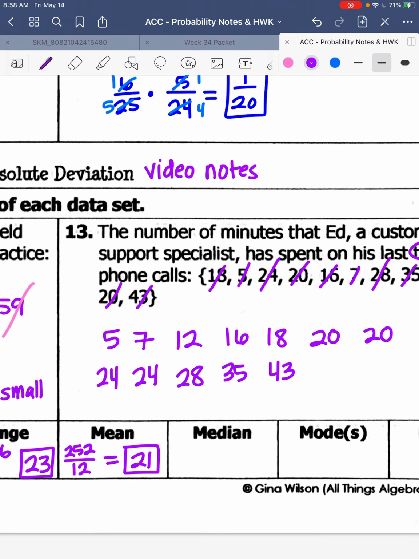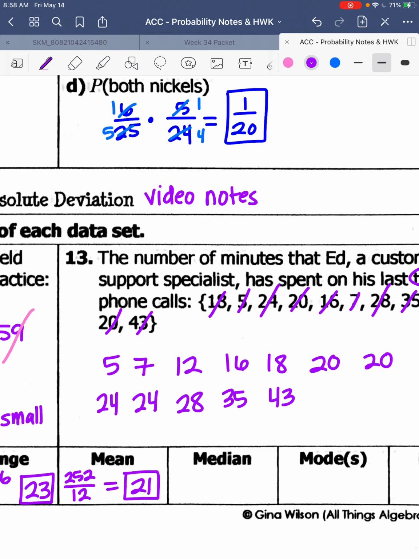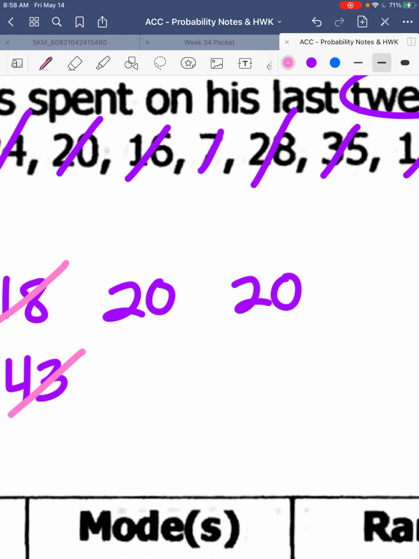Now let's find the median. So to find the median, I'm going to cross off numbers from the small end and the big end and work my way towards the center. So I've got 5 and 43 are gone, 7 and 35 are gone, 12 and 28, 16 and 24, 18 and 24. So if you look at this, I've crossed off 1, 2, 3, 4, 5 numbers from the small side and 5 numbers from the big side.